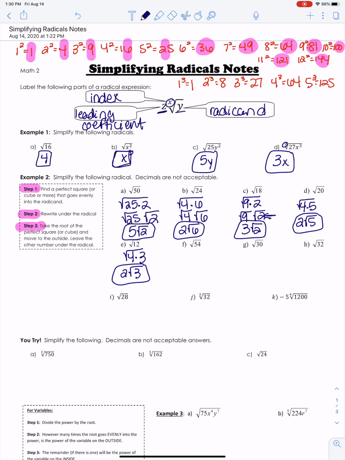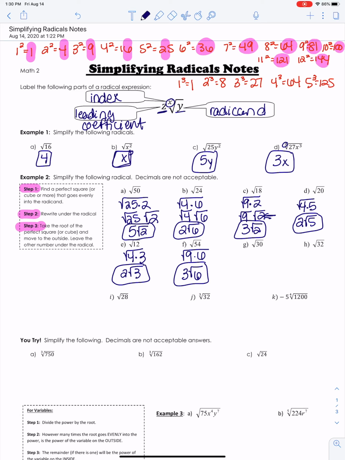All right, so for 54, 9 is the biggest number that goes into 54, times 6. And the square root of 9 is 3. 6 stays in the radical because it's not a perfect square. So the ones that are not perfect squares stay in the radical. So on these, we're not able to completely get rid of the radical.